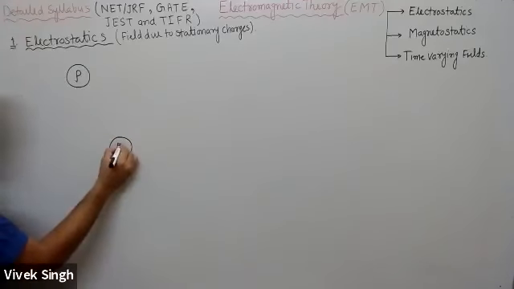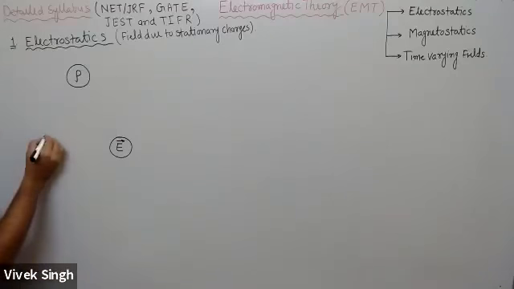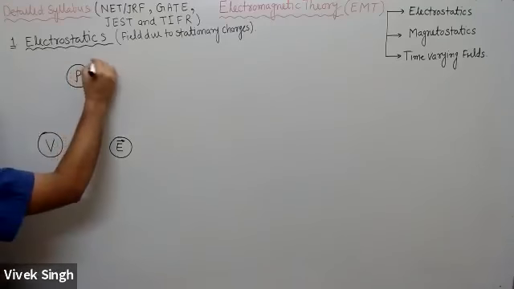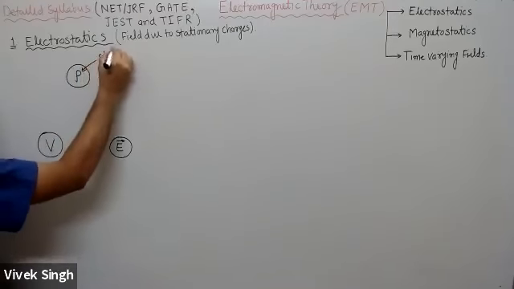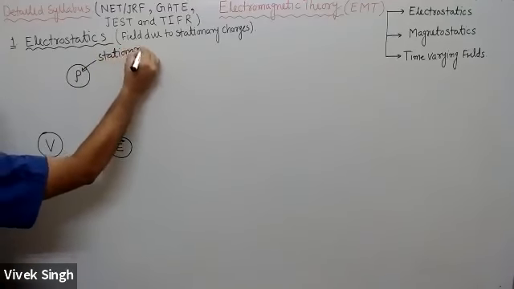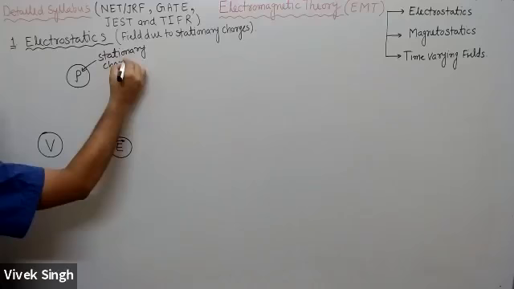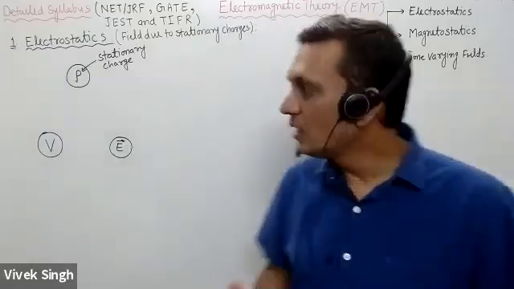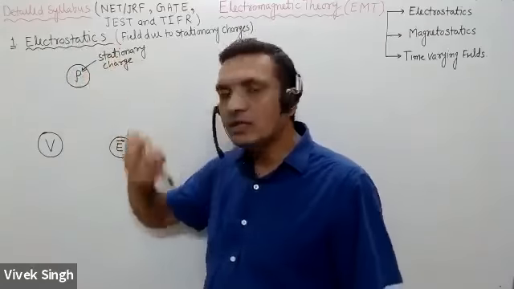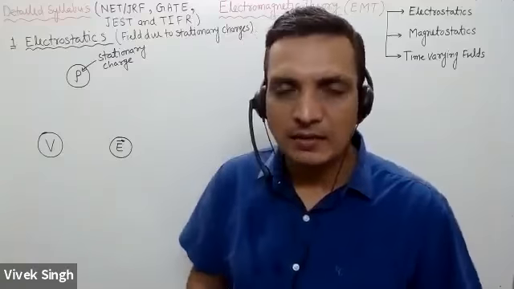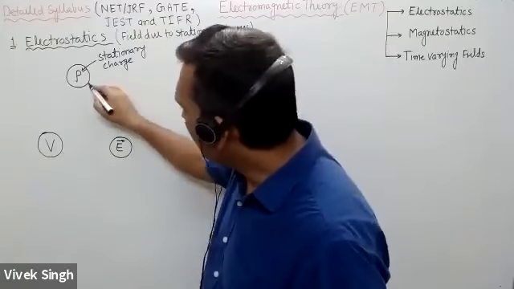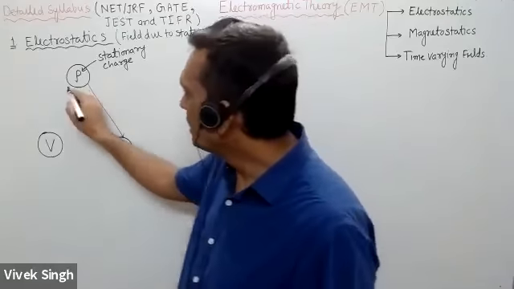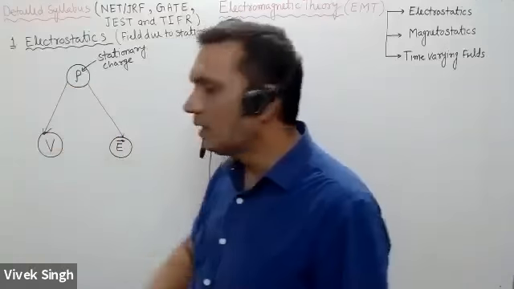Then you must know electric field, and you must know the electrostatic potential. This is the stationary charge. In this case, I have taken charge density. In general, that is the charge density. So you will see in electrostatics, when stationary charge is given, we have to find electric field. Charge is given, you can find electrostatic potential.